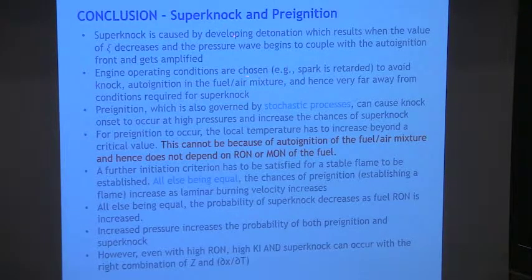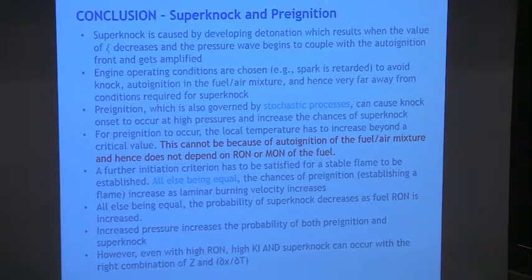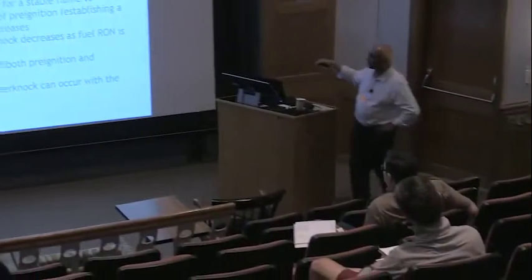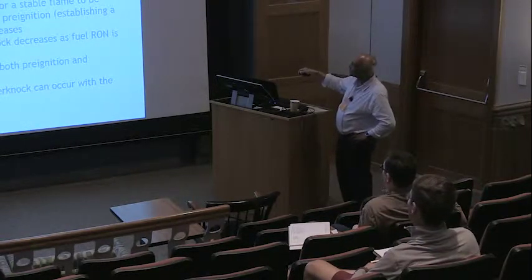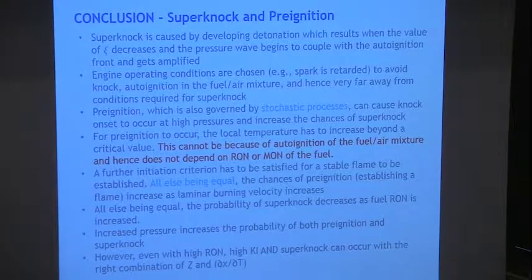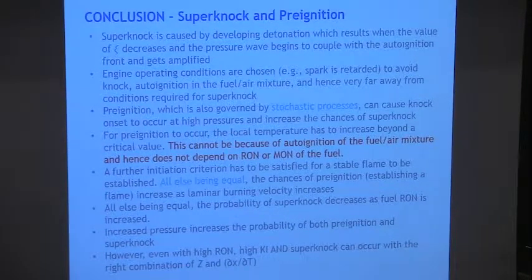And superknock is caused by developing detonation, which results when the value of psi is so high that you get developing detonation. I didn't describe what developing detonation is, but let's leave it at that. Engines are operated to avoid knock and auto-ignition of the fuel-air mixture. Hence, they are very far away from conditions required for superknock. Nevertheless, superknock occurs. Why does it occur? It occurs because of pre-ignition, which is yet another stochastic process, completely different from auto-ignition and developing detonation and so on.